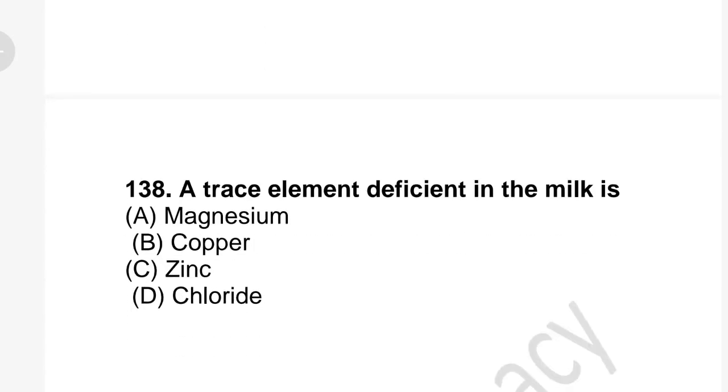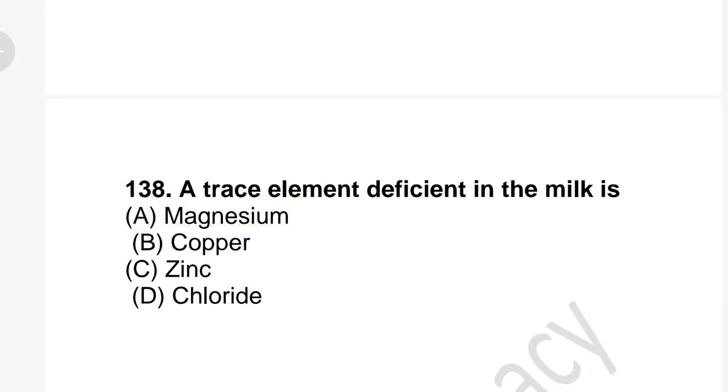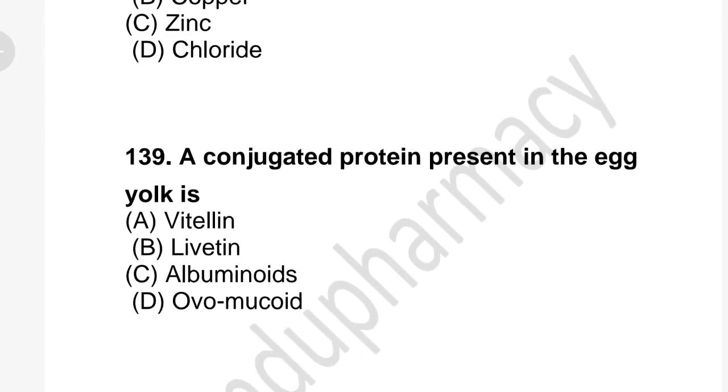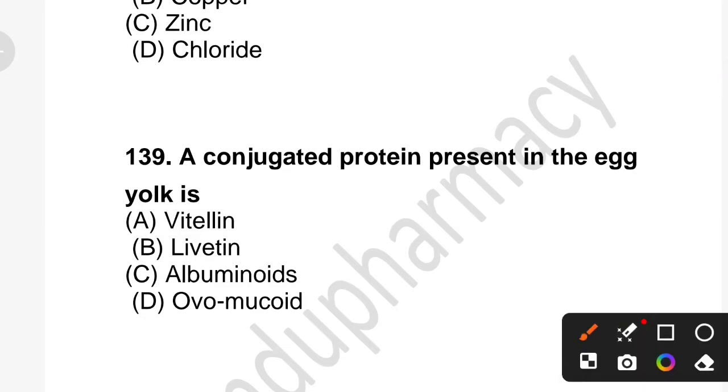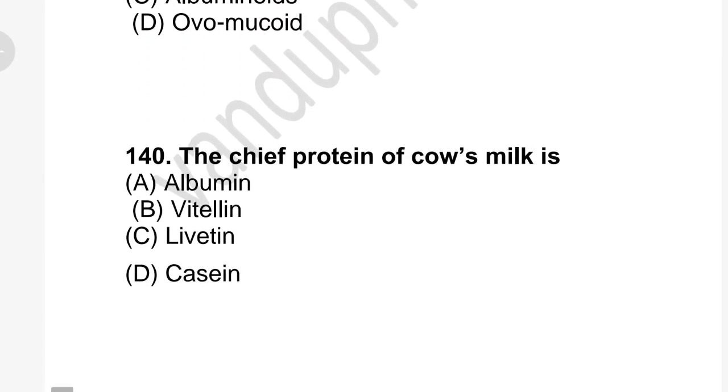A trace element deficiency in the milk is option A magnesium, option B copper, option C zinc, option D chloride. Right answer is option A magnesium. A conjugated protein present in the egg yolk is, right answer is option A vitellin. The chief protein of cow milk is option A albumin, option B vitellin, option C lecithin, option D casein. Right answer is option D casein.